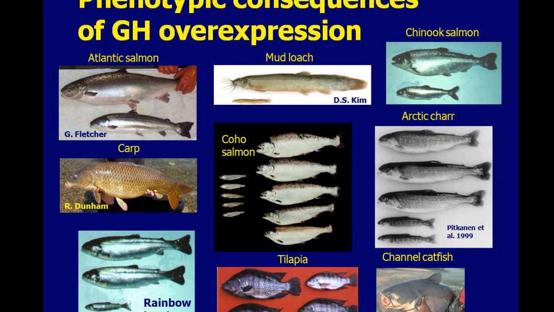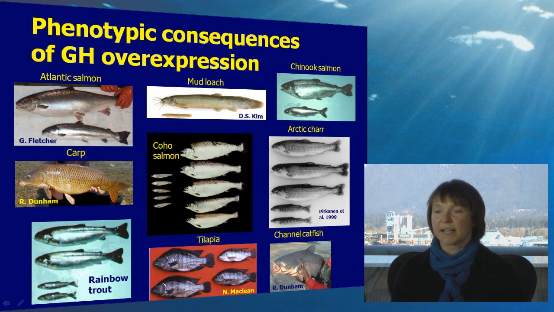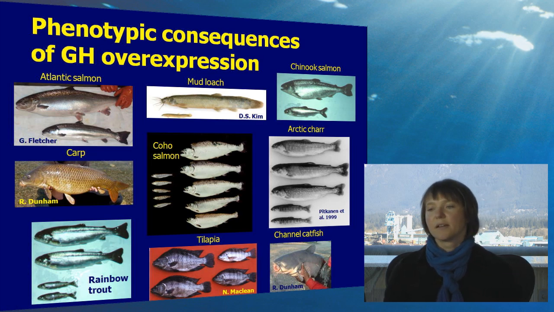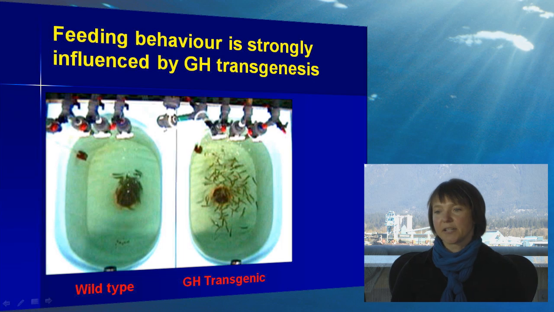And this has been done for other species of fish besides Pacific salmon. It's found in Atlantic salmon, also Arctic char, catfish, tilapia, carp, mudloach. And in all of these cases, you see very rapid growth of the transgenic fish compared to the wild fish. Now, besides increased growth, you can also see quite significant differences in behavior.